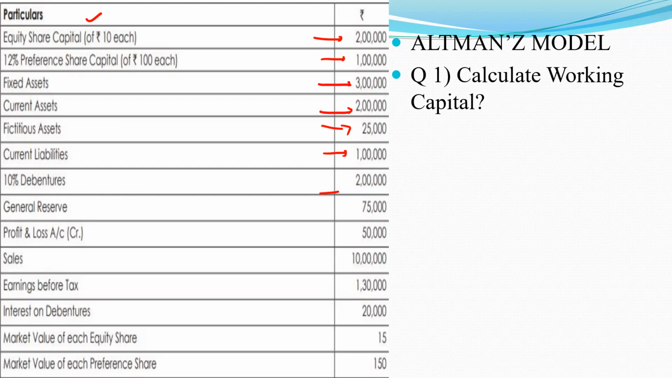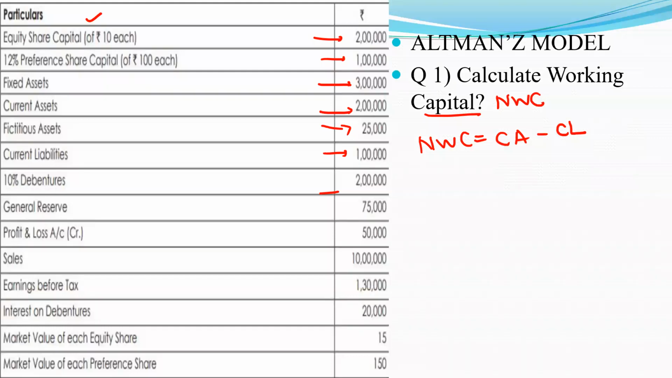Now the first question: they are asking to calculate the working capital or net working capital. So how can we calculate the net working capital? Net working capital is current asset minus current liability. So net working capital is equal to the current asset minus the current liability.